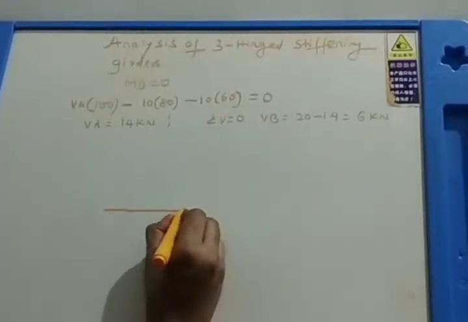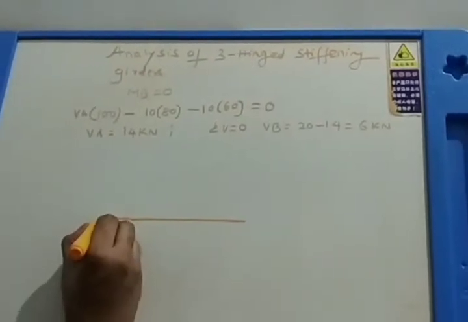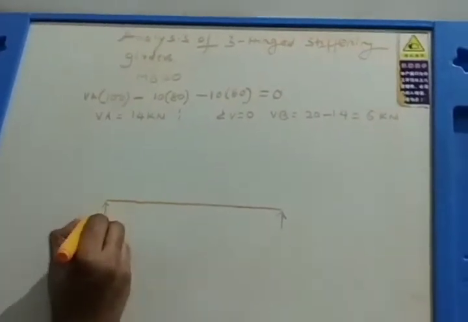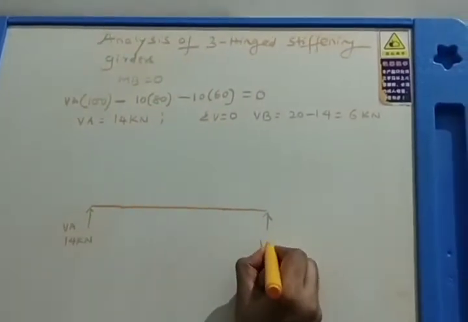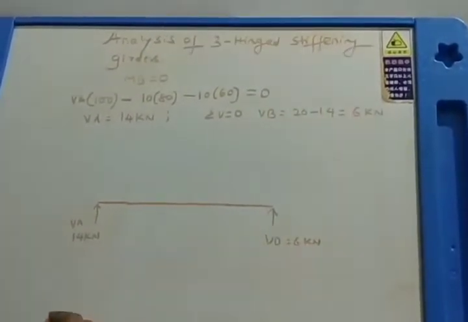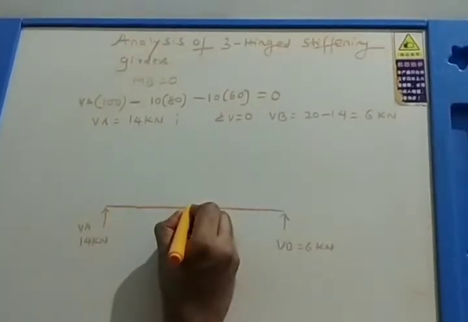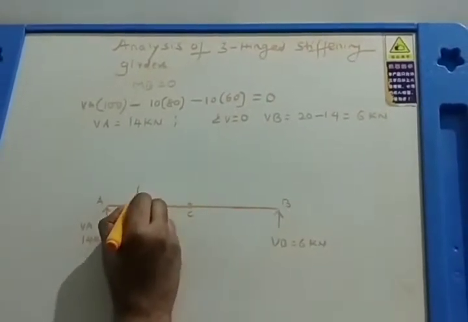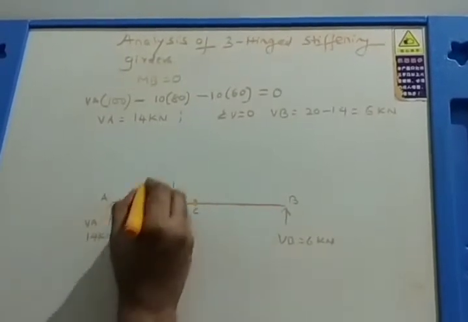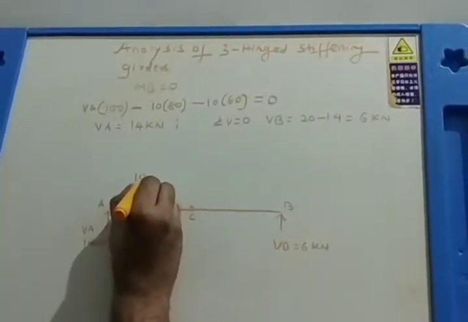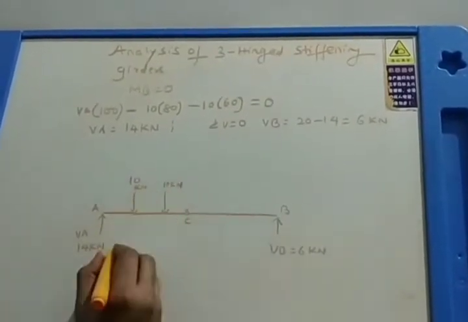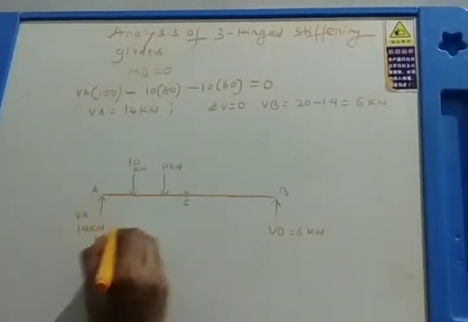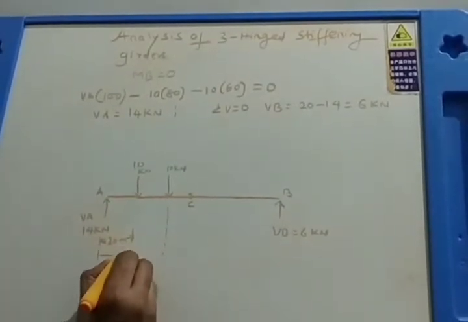You can see this is the girder. I will draw it a little bigger. Okay. So these are the reactions that we have found out. VA 14 kN, VB 6 kN, and then the two loads, of course this is point C, this is A, B. The two loads that are acting, one is at 20, another is at 40. So this is 10 kN, 10 kN. These are the two loads. They are acting at, already this is 20 meters, and this is 40 meters.